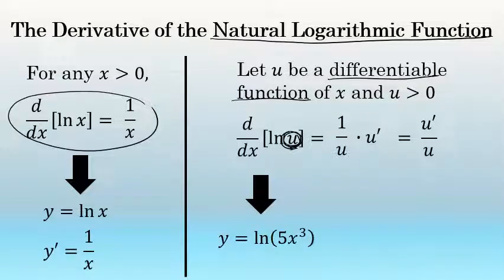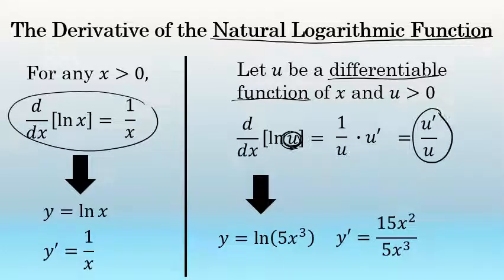For example, if you're looking at an equation, y equals the natural log of 5x to the third, this derivative will have the form u prime over u. The actual calculus behind it is fairly simple once you know the formula. The u, unchanged, goes in the denominator. In the numerator is the derivative of u. The derivative of 5x to the third is 15x squared.